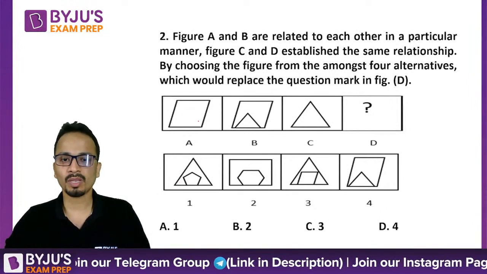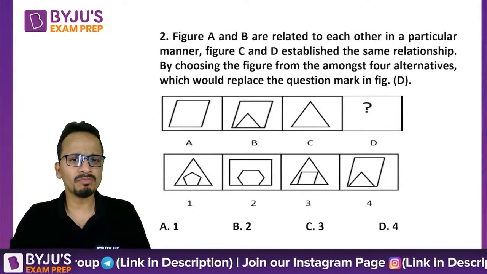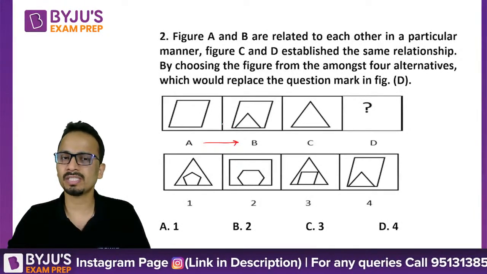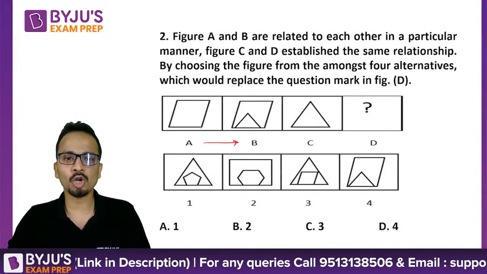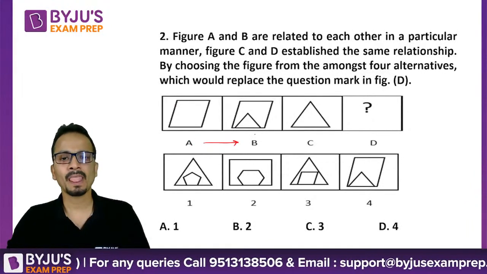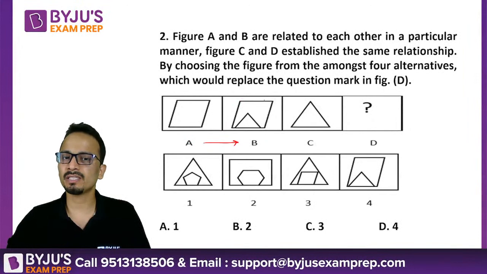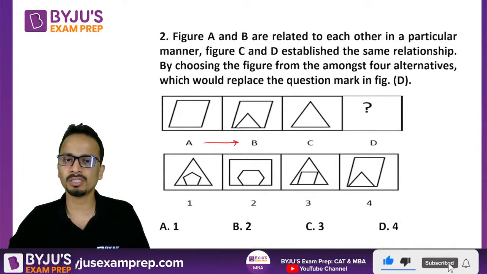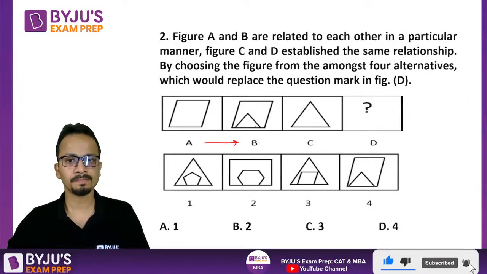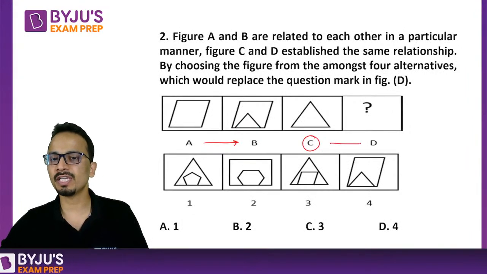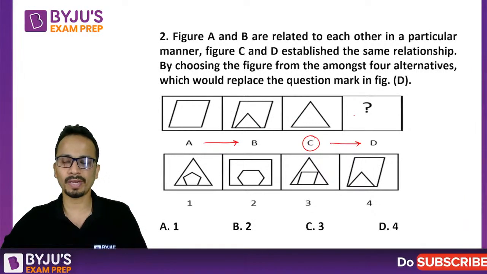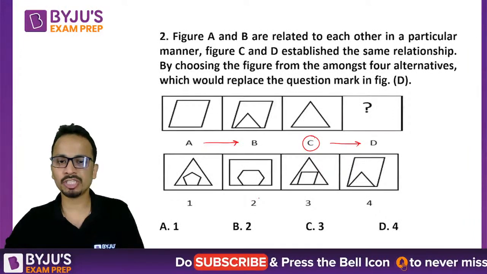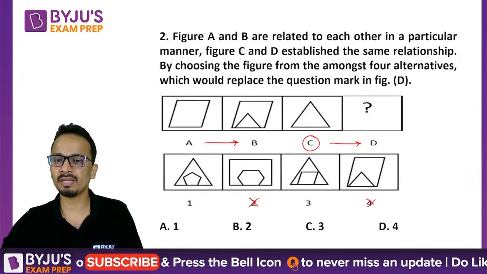All right, so look at the problem figures. Problem figure A to B, we'll have to look at what is the relationship. I have a rhombus in figure A, and in figure B there is the same rhombus, but there is a triangle drawn inside this rhombus at the common base. So from figure C to figure D, I have to retain this triangle. The triangle will be drawn as it is, so I can reject figure number 2 and figure number 4.